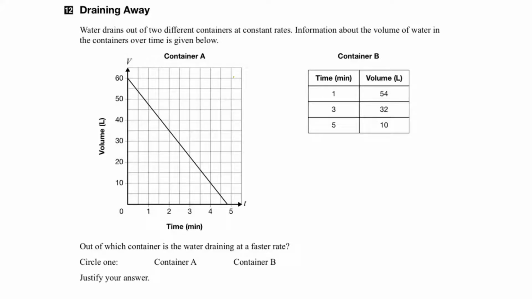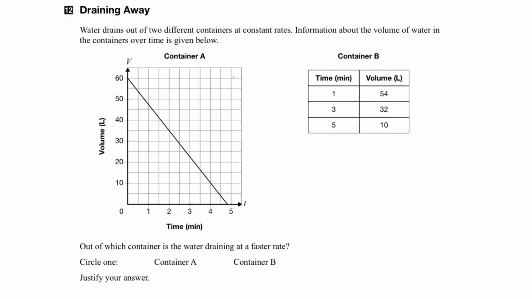In this question, we're given data in the form of a graph and in the form of a table of values from two different containers. This data represents the volume of water in the containers over time. We notice that the volume of water is decreasing in both cases. Therefore, water is draining out of the containers. And what we have to determine is in which container the volume of water is draining at the fastest rate.